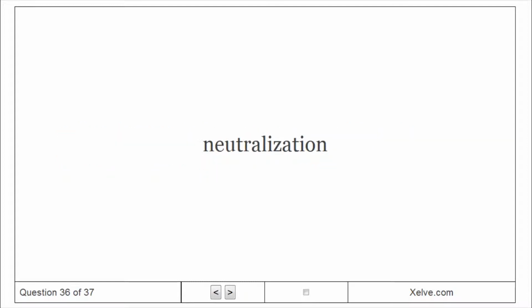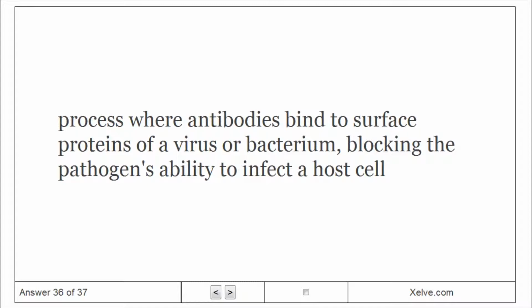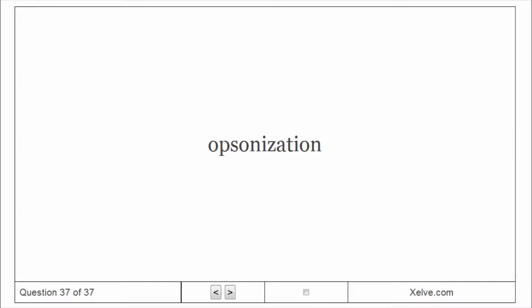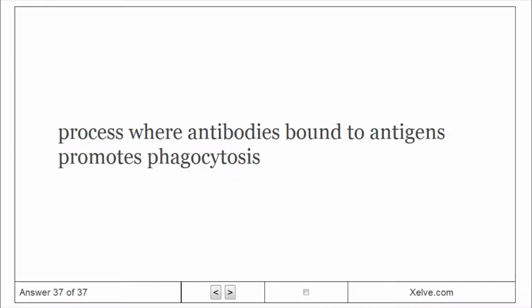Neutralization. Process where antibodies bind to surface proteins of a virus or bacterium, blocking the pathogen's ability to infect a host cell. Opsonization. Process where antibodies bound to antigens promote phagocytosis.